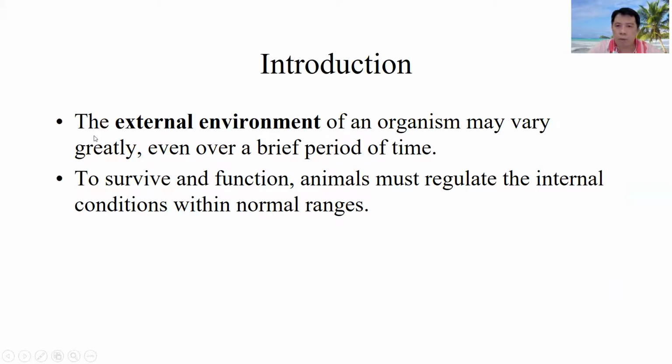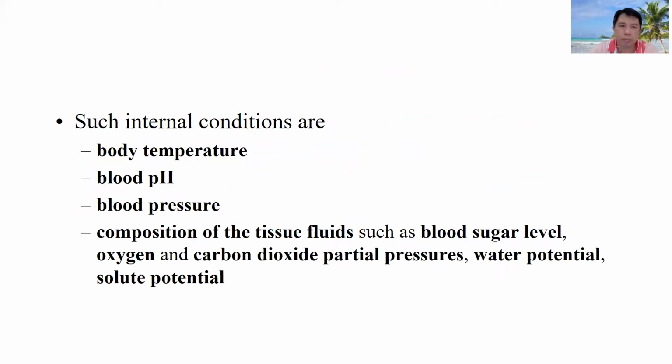The external environment of an organism may vary greatly, even over a brief period of time. To survive and function, animals must regulate the internal conditions within normal ranges, especially the cell activities and the biochemical reactions that occur within the cells, which are sensitive to the change of temperature. Such internal conditions are body temperature, blood pH, blood pressure, composition of the tissue fluid such as blood sugar level, partial pressure of oxygen and carbon dioxide, water potential, and solute potential.